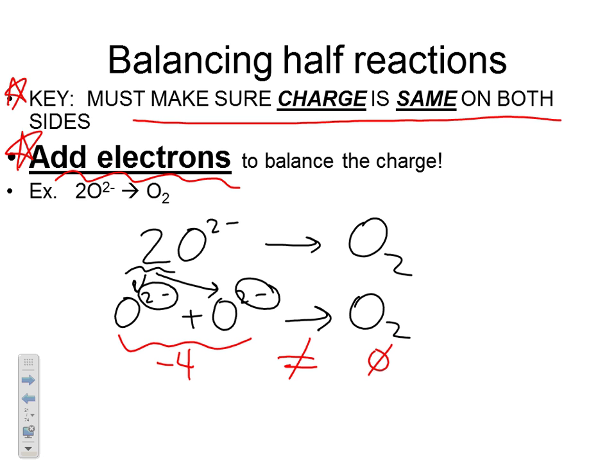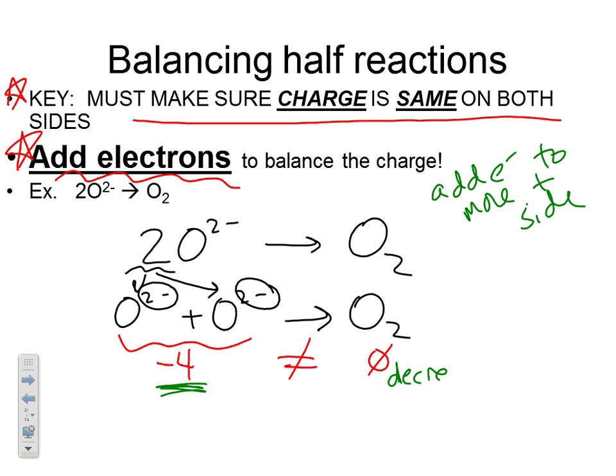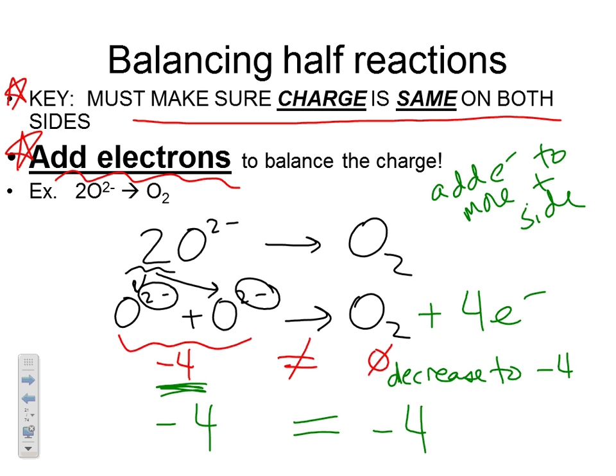But because electrons are negative, you're always going to add electrons to your more positive side to basically bring that charge down to meet the other side. So because I have a -4 here, I need to decrease the right side until it gets to a -4 charge. So if I add 4 electrons here, now I don't have a charge of 0 on the right. Now I have a charge of -4 on the right.